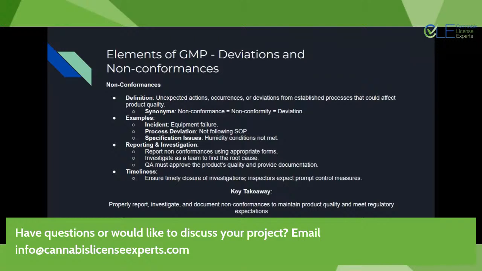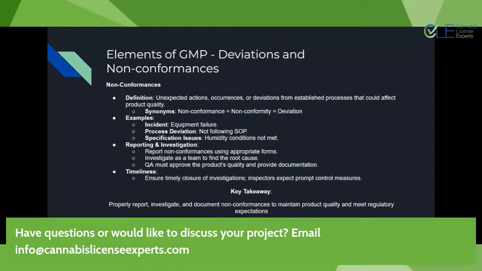So you want to ensure that everything is done in a timely manner when you investigate. The longer you let something go, the worse it's going to run throughout your operation. So make sure that you have prompt control measures. You have things that will trigger a report or an investigation if a deviation or a nonconformance is identified. So make sure you're properly reporting, investigating, and documenting any nonconformances to maintain product quality and meet regulatory expectations.